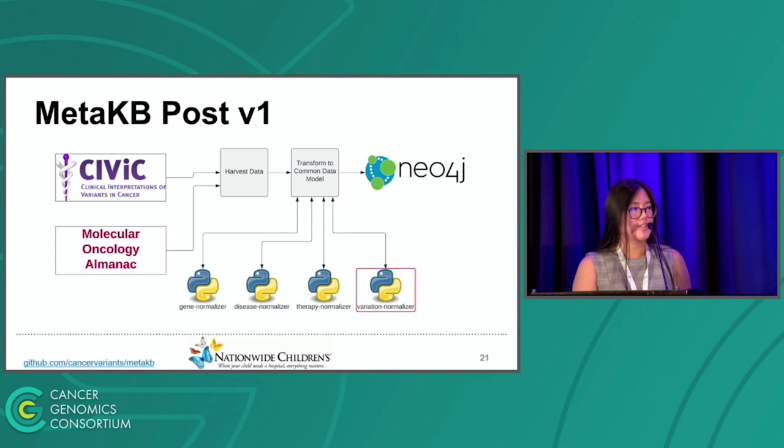We've continued to iterate on MetaKB post v1. We now harvest evidence data from CIViC and MOAlmanac, and we transform this harvested data to a common data model with the help of our various normalizer tools, which are open source. And this includes the Variation Normalizer. We then store this transformed data into a Neo4j GraphQL database.